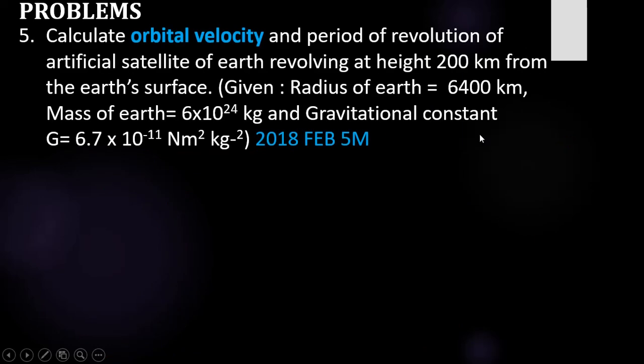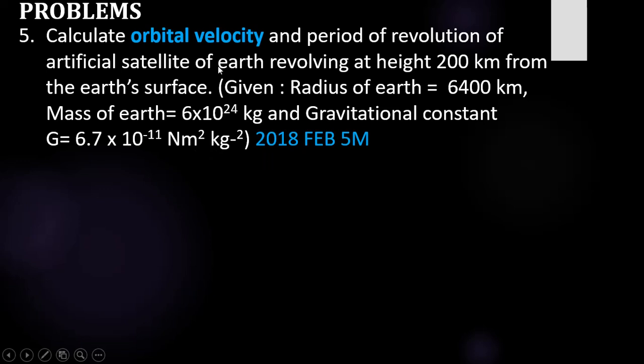And the last problem is: calculate the orbital velocity and period of revolution of an artificial satellite of Earth revolving at a height of 200 kilometers from the Earth's surface. Given values are radius of Earth equal to 6400 kilometers, mass of Earth is 6 into 10 to the power of 24 kilogram, and gravitational constant G is equal to 6.7 into 10 to the power of minus 11 Newton meter square per kilogram square.